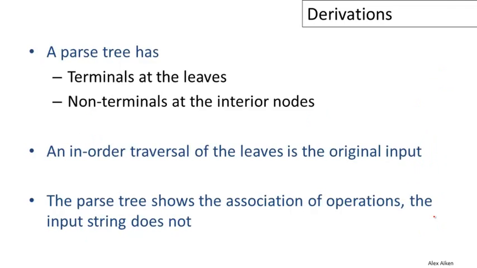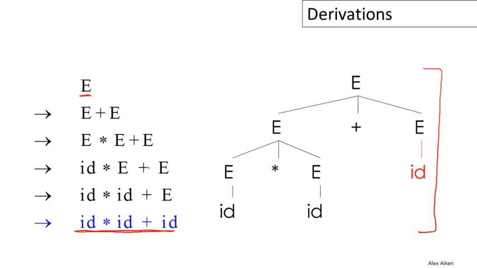Now there are a lot of interesting things to say about parse trees. First of all, parse trees have terminals at the leaves and non-terminals at the interior nodes. Furthermore, an in-order traversal of the leaves is the original input. So let's back up and look at our example and confirm all of this. If we look at the leaves, we can see that they're all terminals. And the interior nodes are all non-terminals. In this case, since we only have one non-terminal in our language, all the interior nodes are e, and the leaves are the terminals of the string. And then we can see that if we do an in-order traversal of the leaves, we get exactly the input string that we started with.